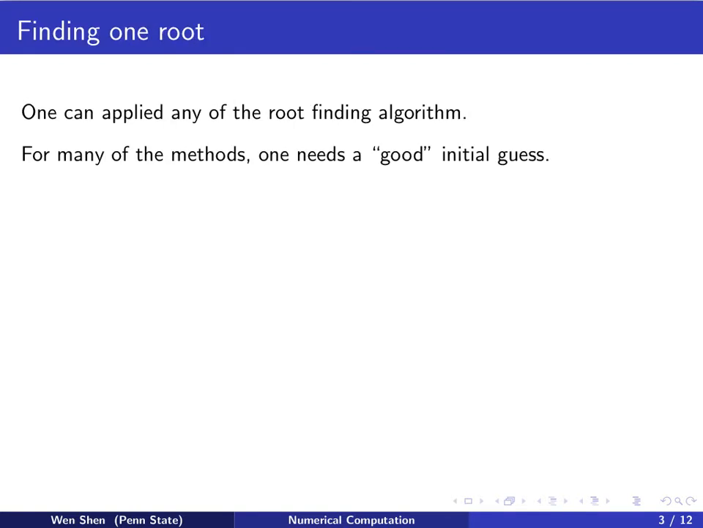Let's begin with locating one real root. In order to find one real root of the problem, one can apply any of the root finding algorithms that we have learned. For example, fixed point iteration, Newton iteration, or secant iteration. We know that for many of these methods, one needs an initial guess, and very often one needs a good initial guess. For example, for Newton's method, we know that the initial guess should be sufficiently close to a root to have convergence.